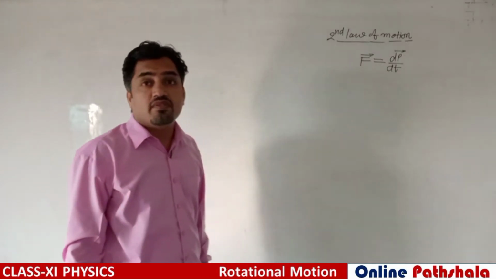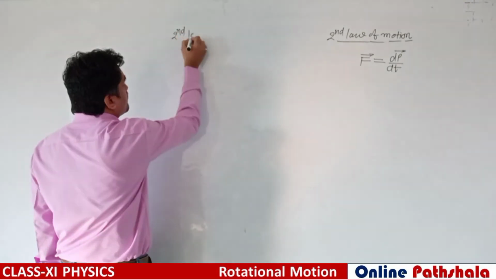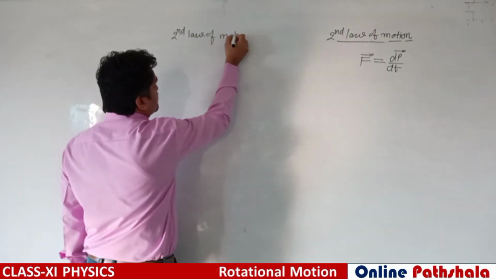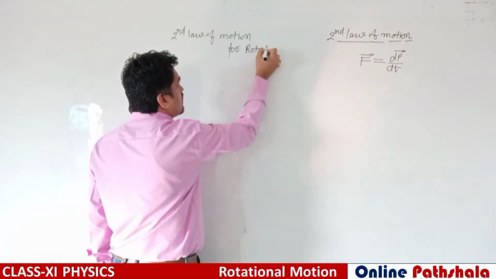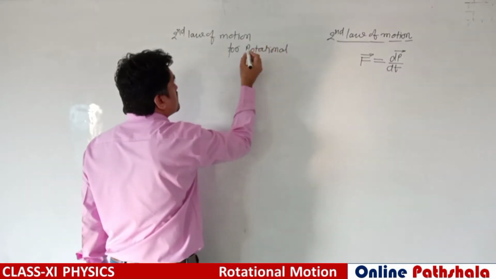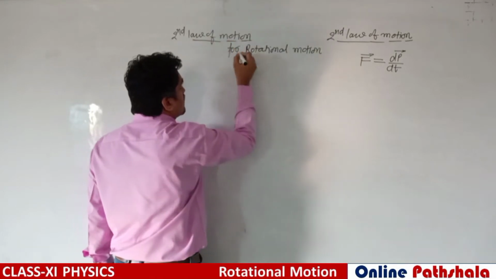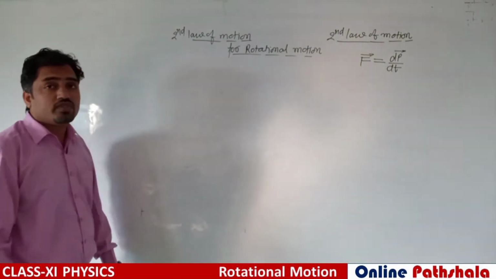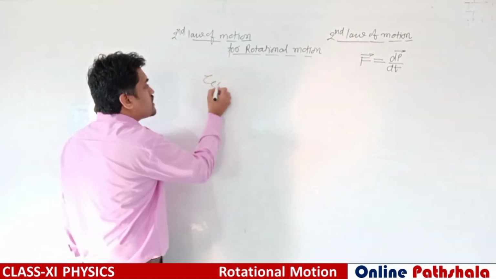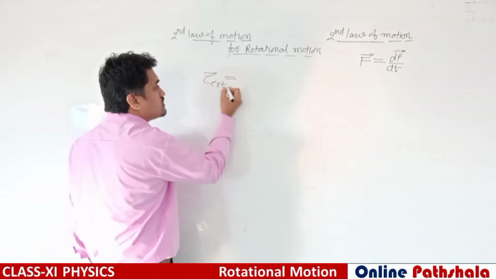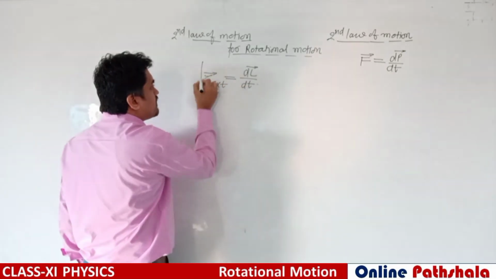The same concept we can use for rotational motion. So, what should be the second law of motion for rotational motion? It should be: the external torque applied on any body should be equal to the rate of change of its angular momentum.